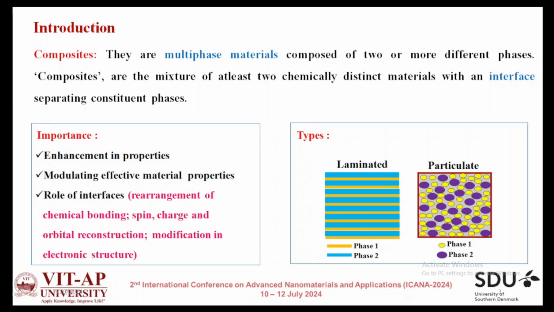So the question is, why are composites important? Because in a composite an interface effect takes place, and due to that interface effect, enhancement in the properties as well as modulation in effective material properties can take place. The role of interfaces is very important, because across the interfaces rearrangement of chemical bonding, spin charge coupling, spin charge and orbital reconstruction, and modification of electronic properties and electronic structure take place at the interface of the composite. That's why composite materials are very useful and important.